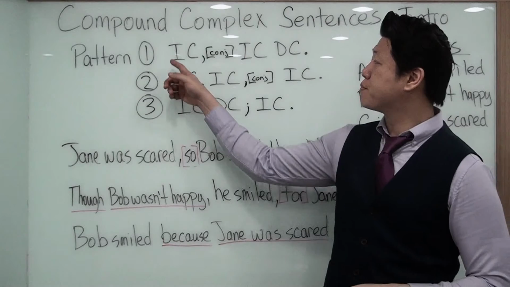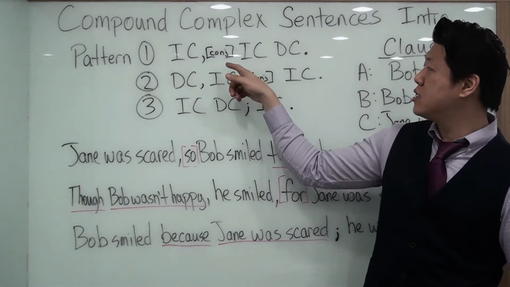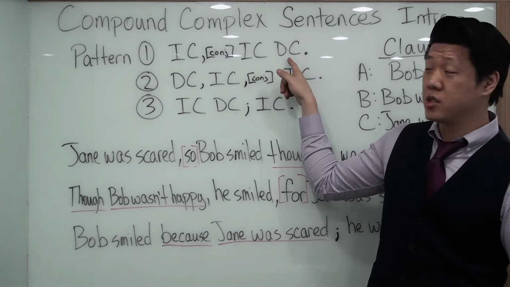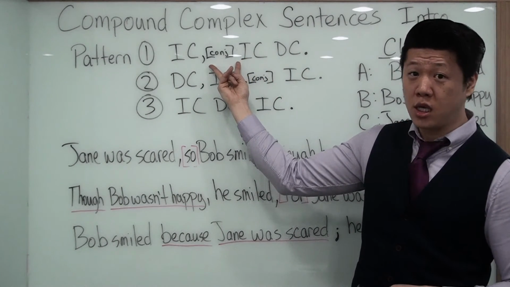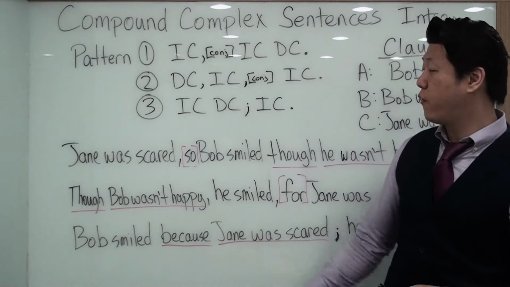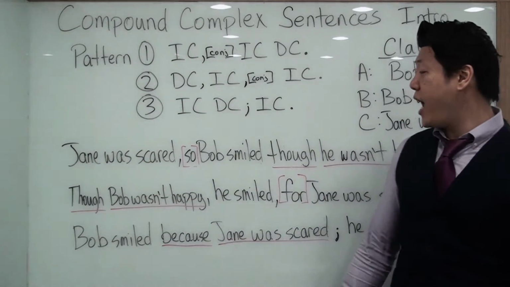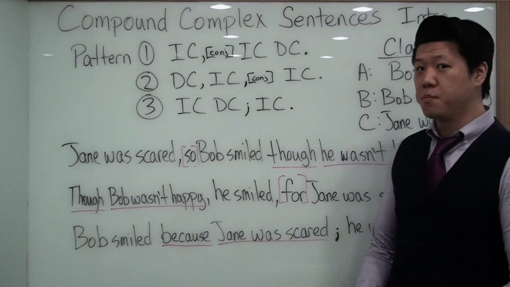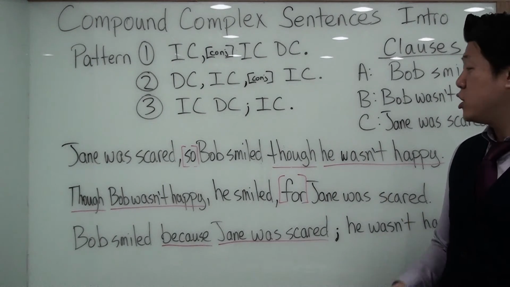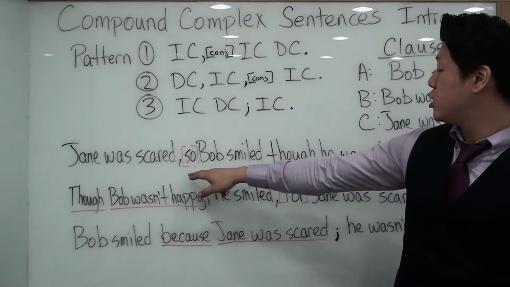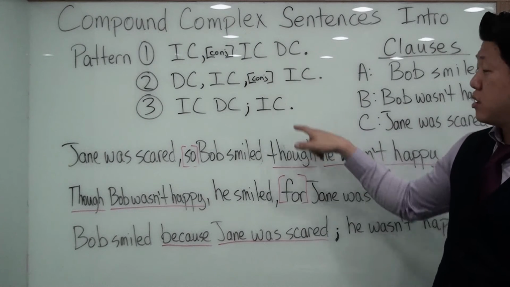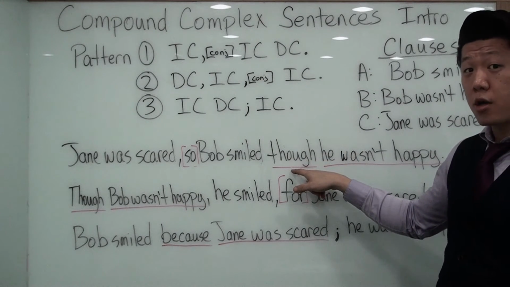Pattern number 1, we have an independent clause with a conjunction, another independent clause, and a dependent clause. So this means it's a compound sentence with a DC, dependent clause, at the end. So for example, Jane was scared, so Bob smiled, though he wasn't happy. We have 2 conjunctions. We have the fanboy conjunction here, as well as our conjunction for our dependent clause, which makes it a dependent clause marker.